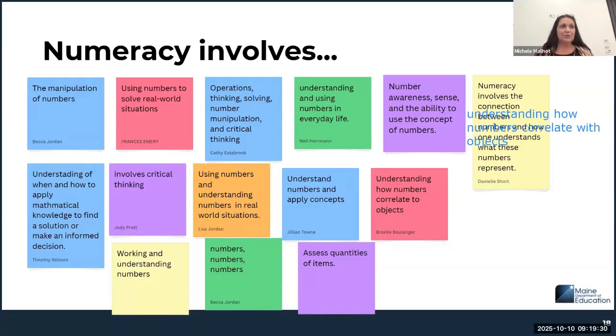Understanding how numbers correlate with objects, assessing the quantity of items. We have one here that says working and understanding numbers. Would that person be willing to share what they mean by working and understanding numbers, with a little more detail around that?